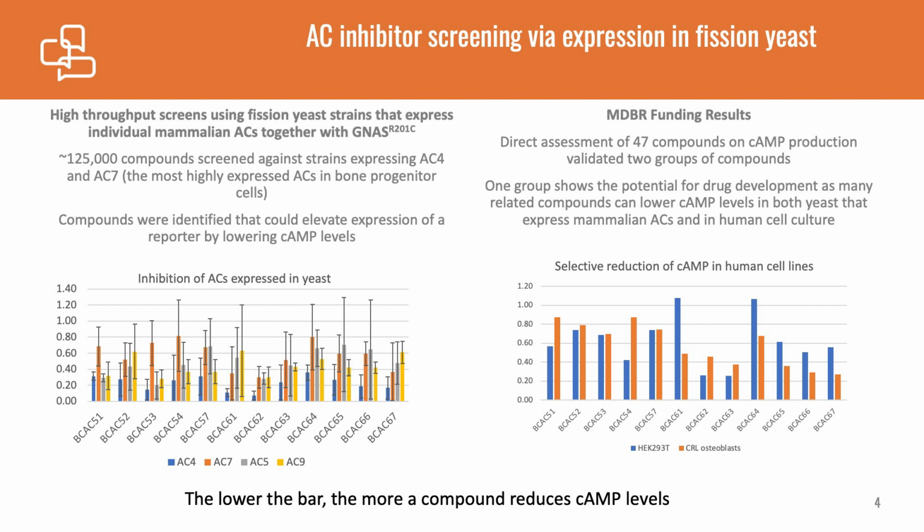of this collection of 125,000 compounds, found 5 that were structurally related and could, in fact, lower cyclic AMP production by both our yeast cells that specifically express mammalian adenylyl cyclases that were responding to mutationally activated GNAS, and also in HEK cells, human embryonic kidney cells. And through a collaboration with Fernando Fierro, he showed that they could also reduce the cyclic AMP levels in osteoblasts. And that work was also supported by a $1 million bike ride grant.